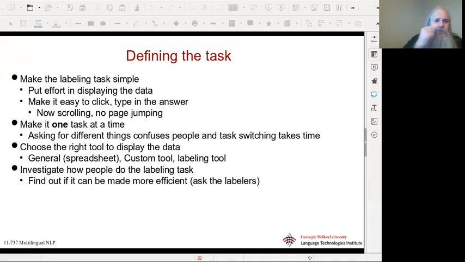You really want to define the task. You want it to be simple. You want to put a lot of effort into making it easy for people to do this. So put effort into displaying the data so that it's easy for the person to do it. So it's sort of one click or just typing in an answer. You don't want them to have to do lots of scrolling and lots of page jumping, because that slows them down significantly. It disrupts their task.